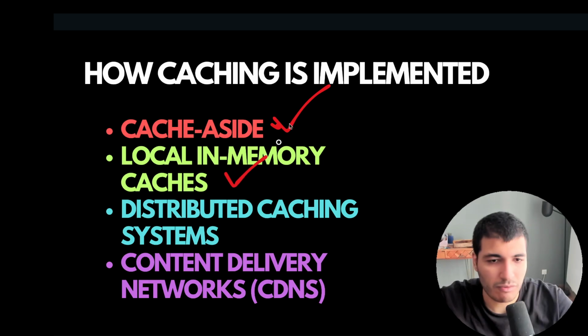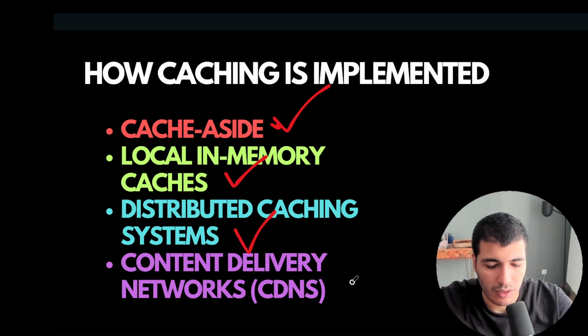Next we have local in-memory caches. Your individual application servers can have their own local caches stored directly in their memory, RAM. This provides the fastest access, but the cache data isn't shared across multiple servers. Next we have distributed cache systems. For applications running on multiple servers, distributed caching systems like Redis and Memcached are inevitable. These are separate high-performance in-memory data stores that can be accessed by all your application instances, ensuring data consistency across them.